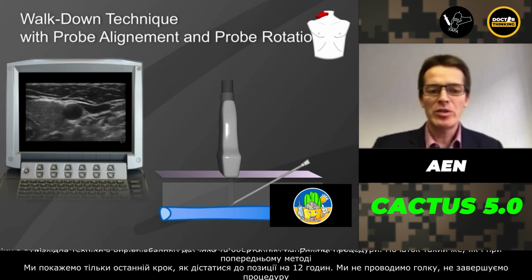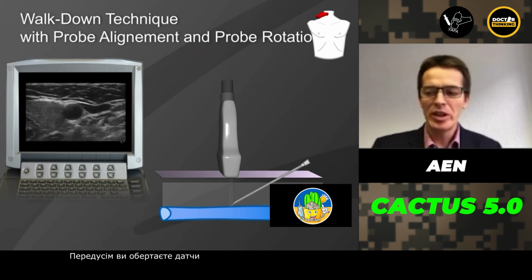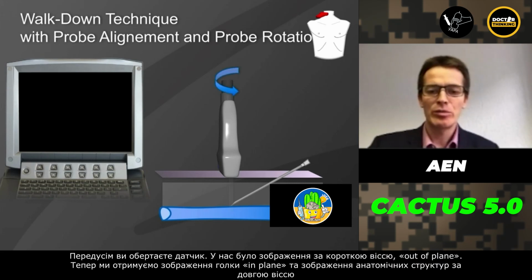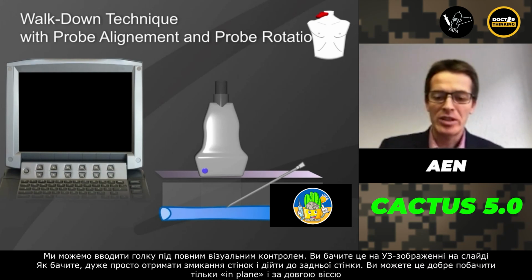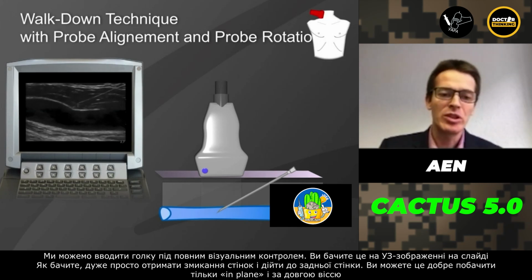And now you don't keep on going with the needle and complete the procedure. First of all, you rotate the probe. So we had a short axis view before and an out-of-plane needle approach, and now through the probe rotation we get an in-plane picture of the needle and a long axis picture of the anatomical structure. And then we can insert the needle under full vision, and you see this on the ultrasound image here.